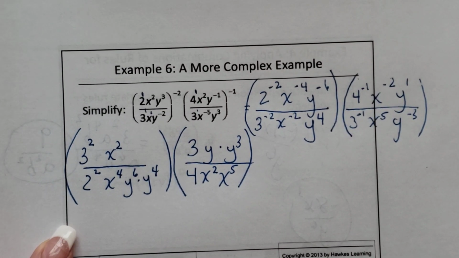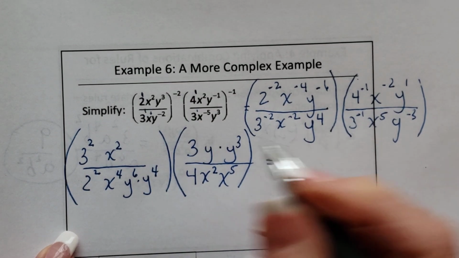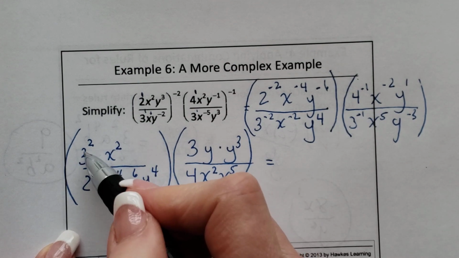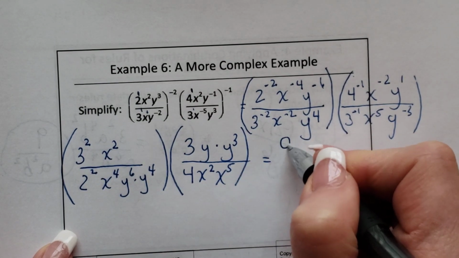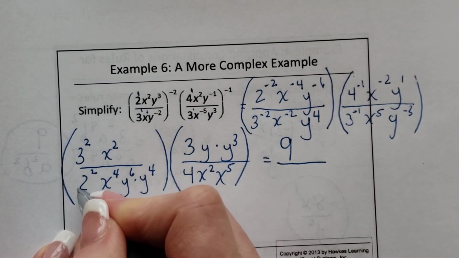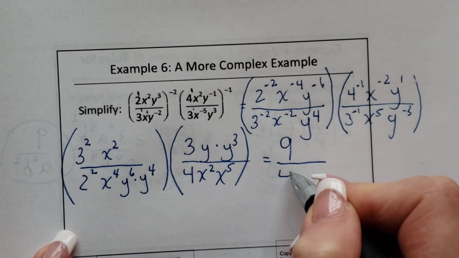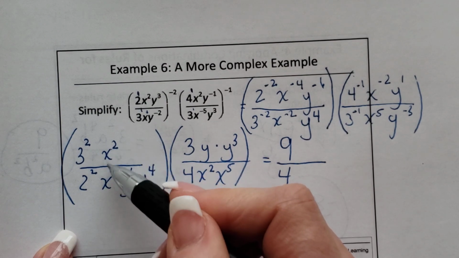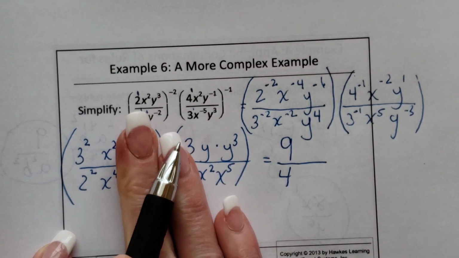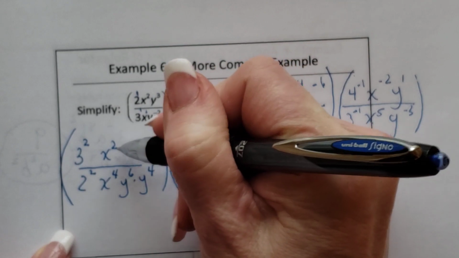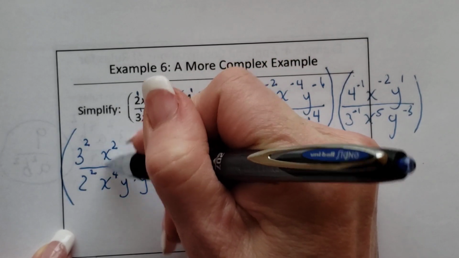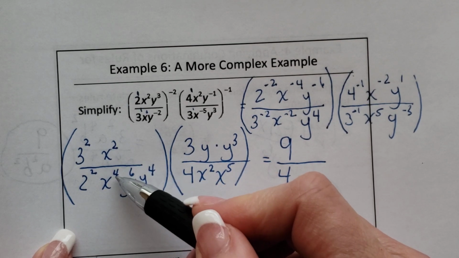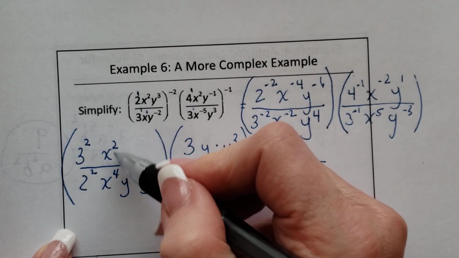Okay, now let's simplify as much as we can. So 3 squared is 9. 2 squared is 4. Now, these, we can go ahead and subtract those. They're together, right? Ignore everything else. These are being divided, so the rule is to subtract their exponents. The difference in 2 and 4 is 2.